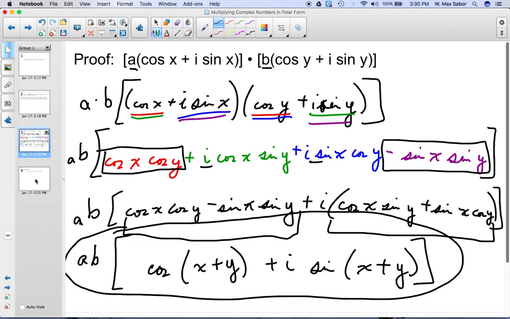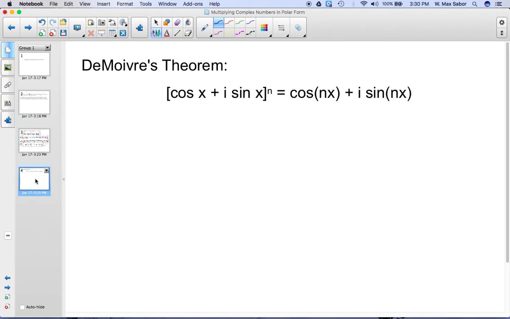A particular corollary from this is called de Moivre's theorem. It's a French name, de Moivre. De Moivre's theorem states that if we take a polar form number and raise it to the nth power, we can multiply n times each of the angles as well. And the proof is exactly the same as before, but we'll use that soon when we're trying to find square roots or cube roots or fourth roots of complex numbers.